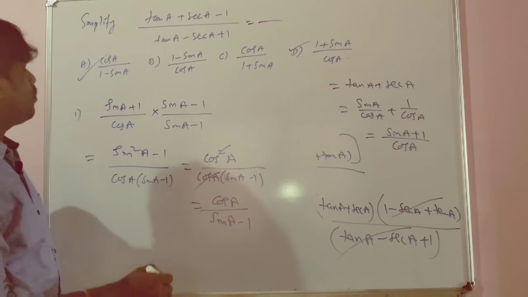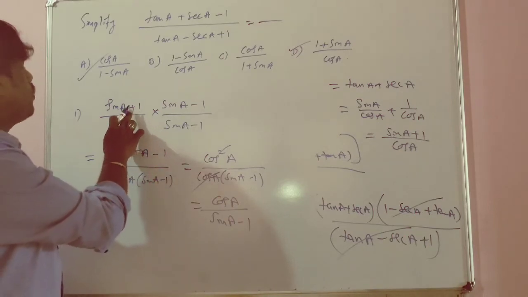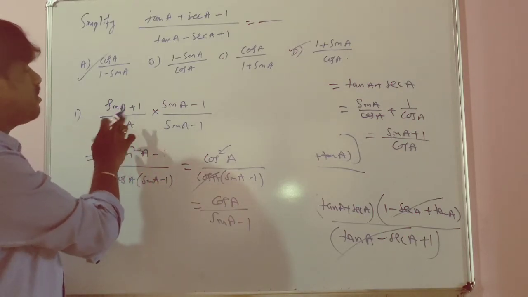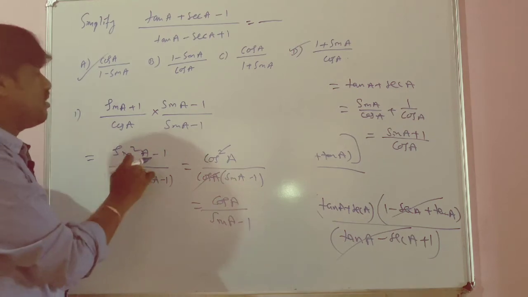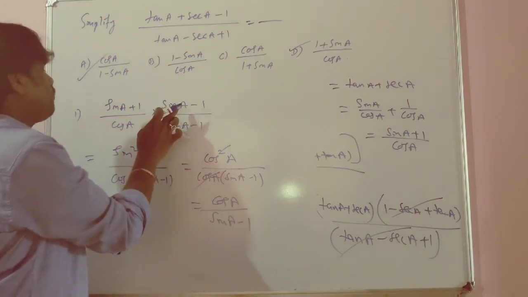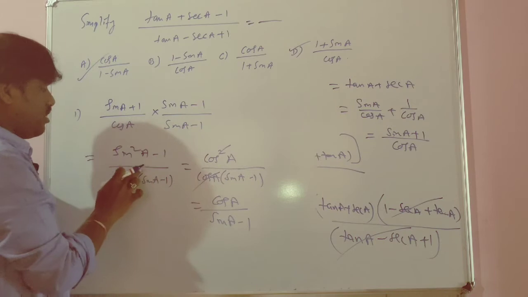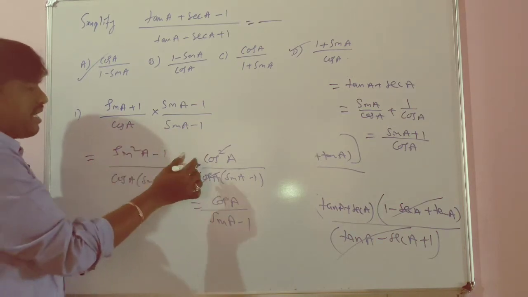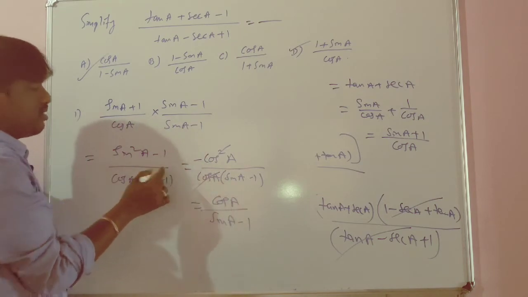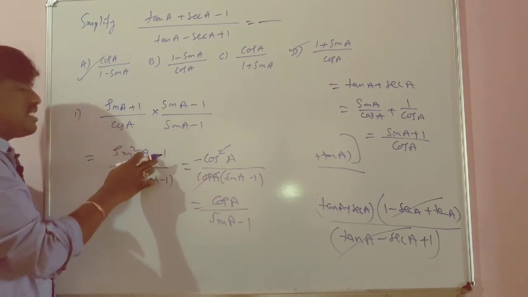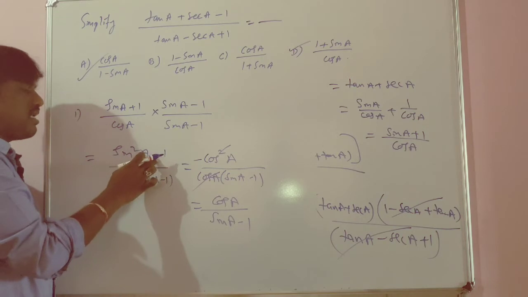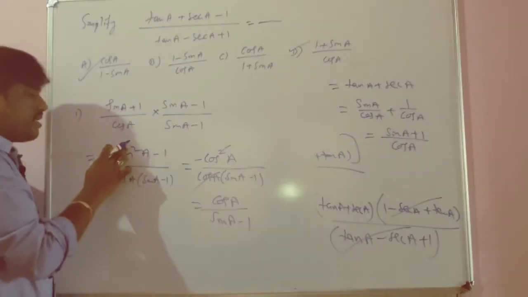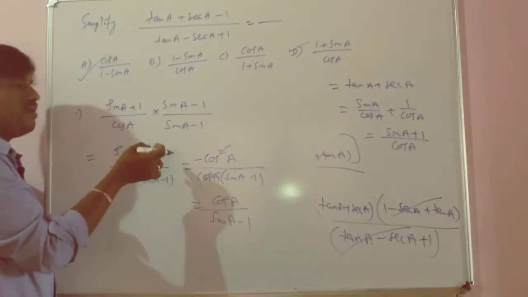Wait, okay. So what you do here, sin A minus 1, you have to multiply with 1 minus sin A. This is what I am going to get, sin square A minus 1, and this is minus cos square A. See here, 1 minus sin square A is cos square A, but sin square A minus 1 will be minus cos square A.